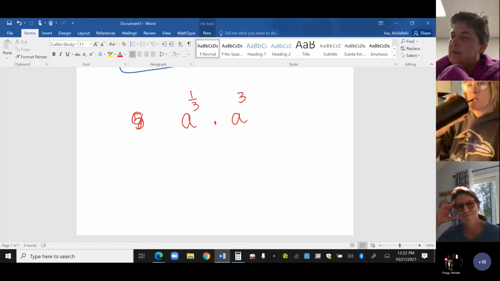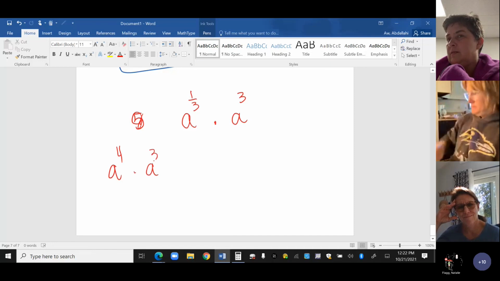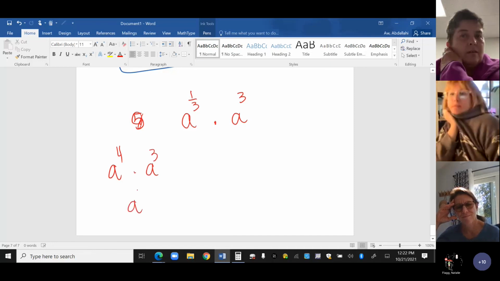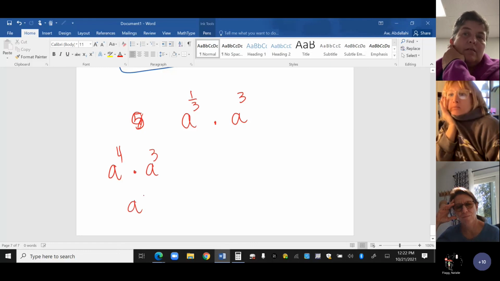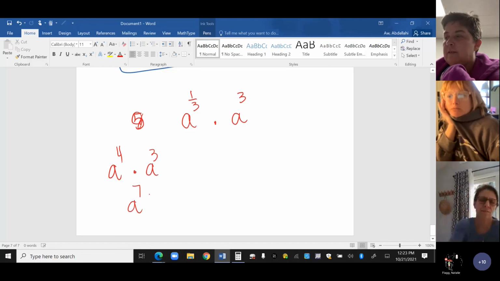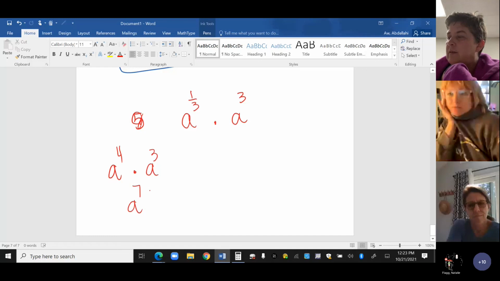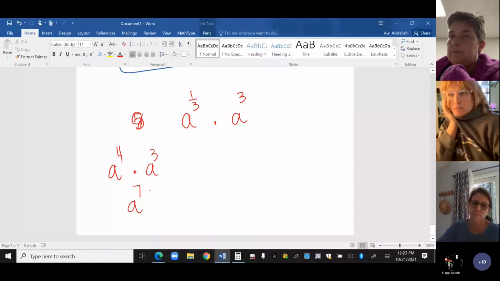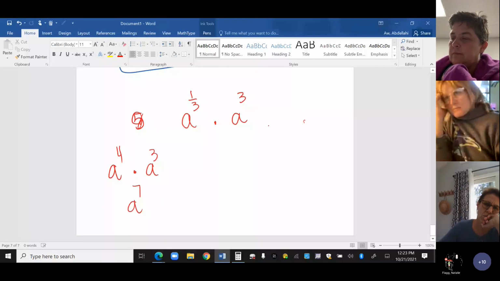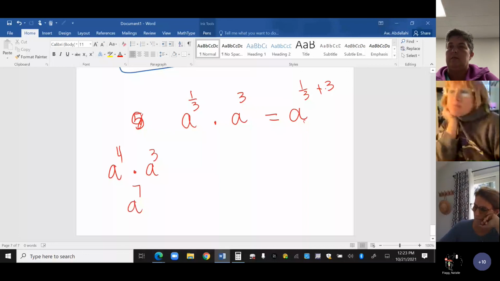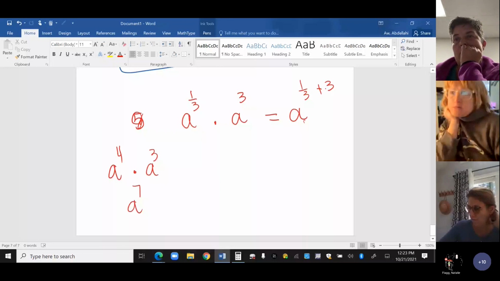Everybody would be glad to do a to the 4th times a to the 3. Everybody will say this is a to what power? 7, and the 7 comes very quickly. Here we use the same rule, but the answer will not come quickly because we don't like fractions. It's 1/3 plus 3. The rule does not change. Having different types of numbers does not change the rule. The rule is the rule.